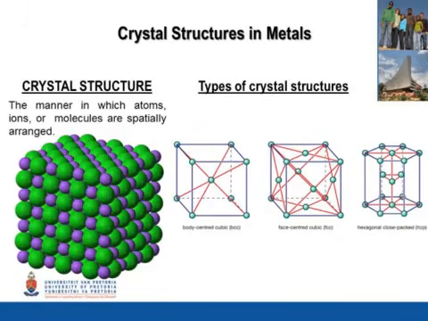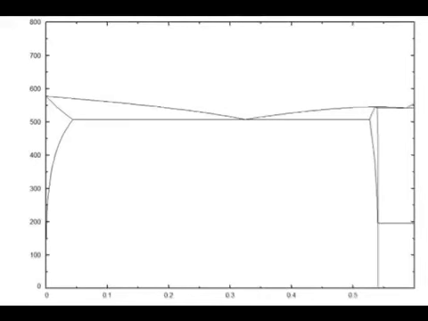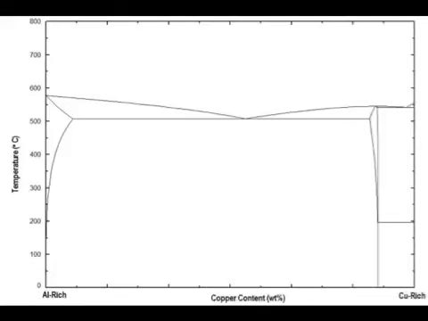Common crystal structures that are observed in metals are body-centered cubic, face-centered cubic, and hexagonally close-packed. In order to understand solid solutions, it is necessary to understand binary phase diagrams. A binary phase diagram is a graph that shows the stable phases that exist between two elements across a range of temperature and chemical compositions.